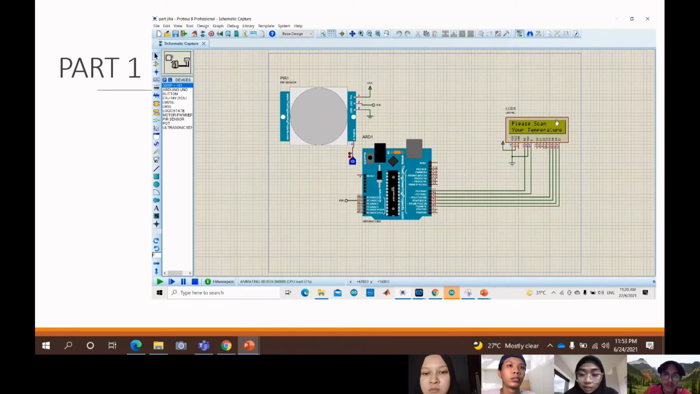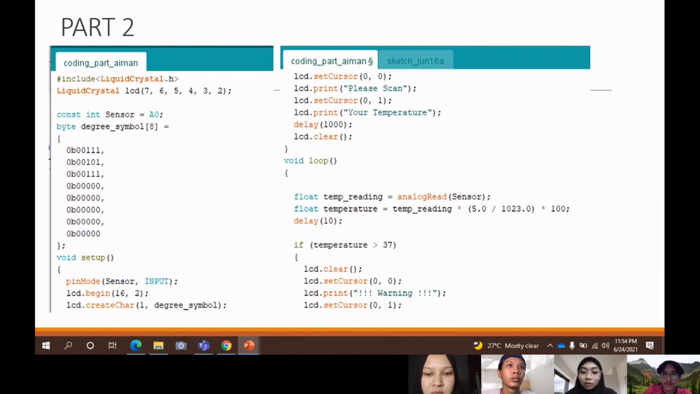So let's see it twice. This happens when the condition is there is someone entering the building. And this one happens when there are no motion detects. So we will proceed with part 2. Thank you, Akmal Aiman.